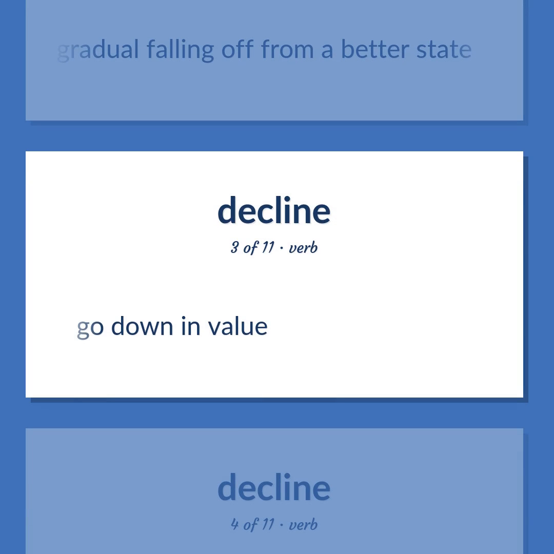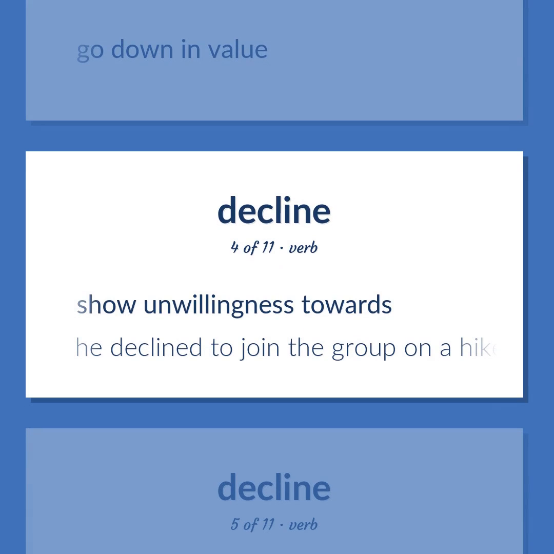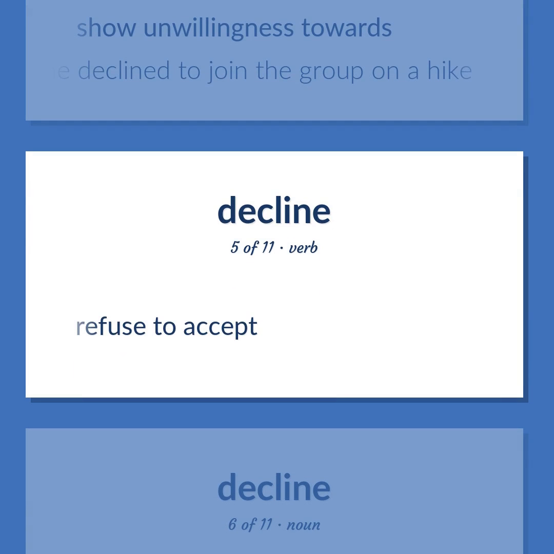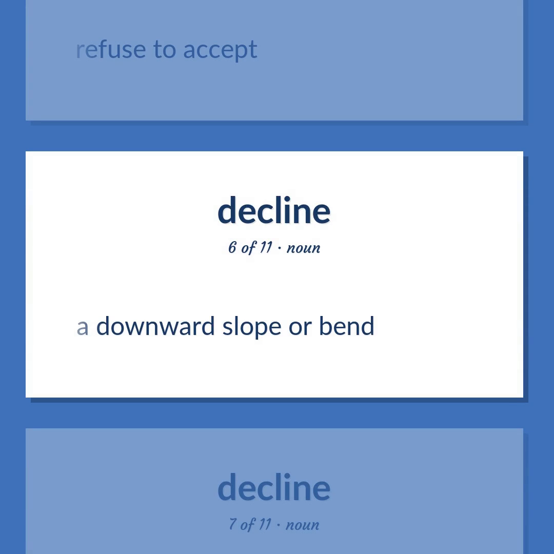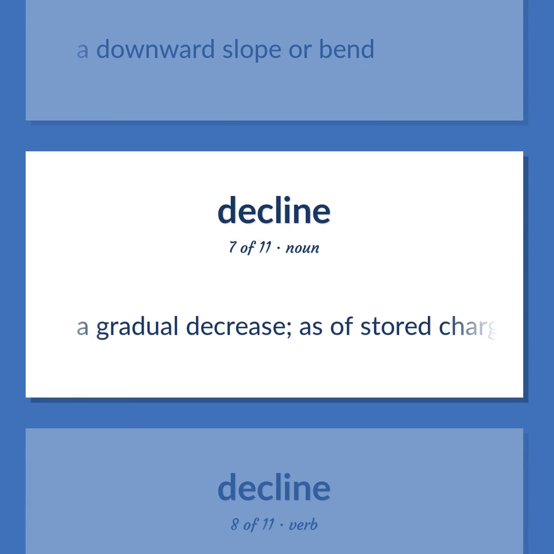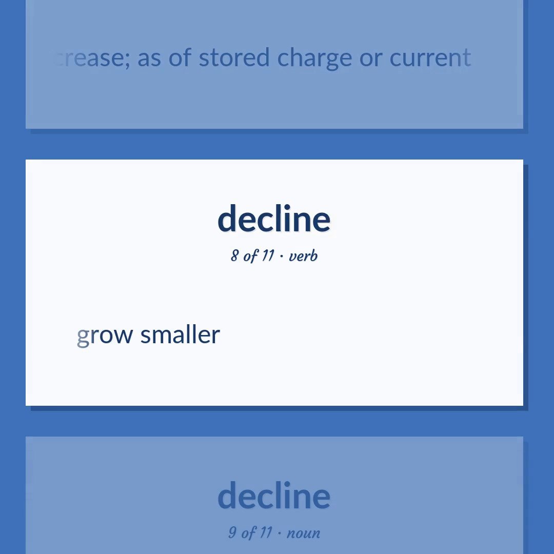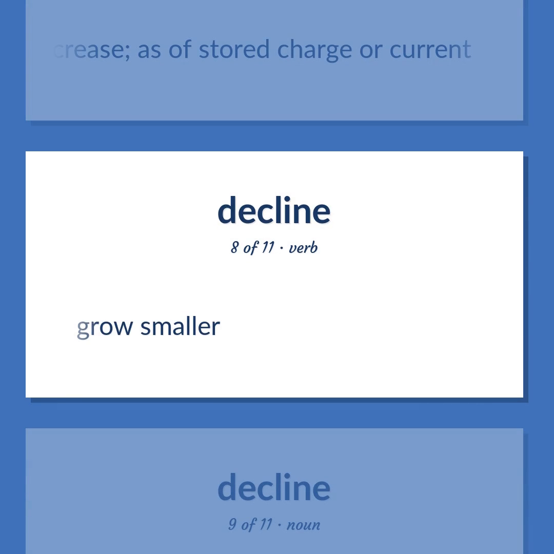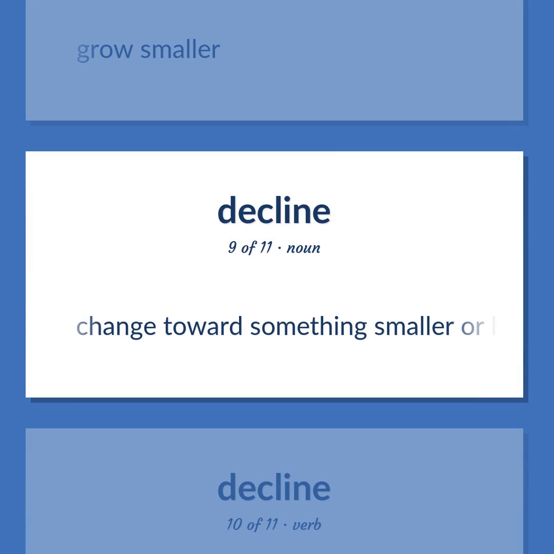Go down in value. Show unwillingness towards. He declined to join the group on a hike. Refuse to accept. A downward slope or bend. A gradual decrease, as of stored charge or current. Grow smaller. Change toward something smaller or lower.